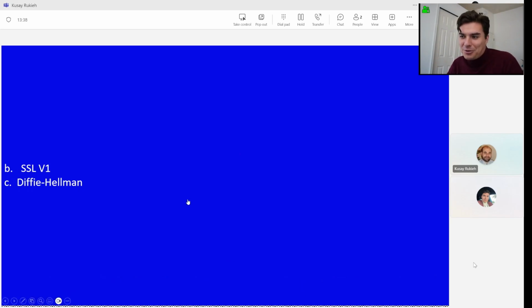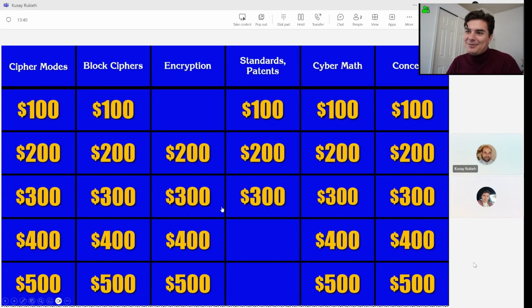I'm wondering if it froze. Or there we go. I clicked on it for a second. What's the next one? I need an easy one, so let's do cipher modes for $100.